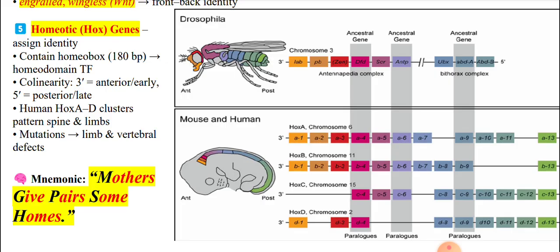What makes a Hox gene a Hox gene? Is there a specific structure? Yes, the defining feature is a highly conserved DNA sequence about 180 base pairs long called the homeobox. The homeobox. Okay. This homeobox sequence codes for a special DNA binding part of the protein called the homeodomain. So Hox genes essentially produce master switch proteins, homeodomain transcription factors, or TFs, that control hundreds of other downstream genes, the ones that actually build the leg or the wing.